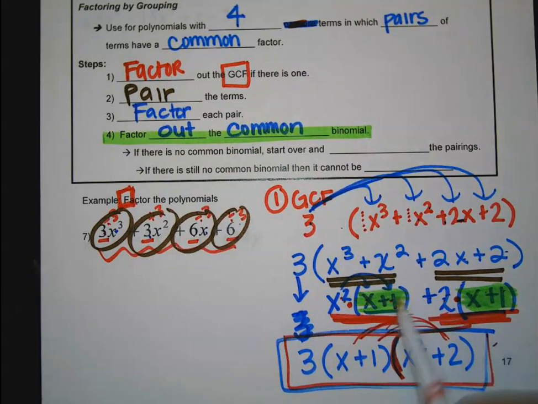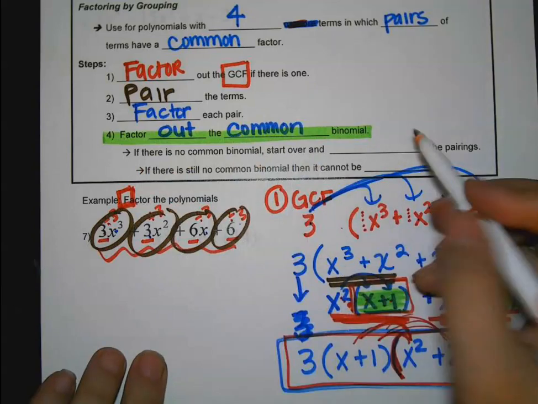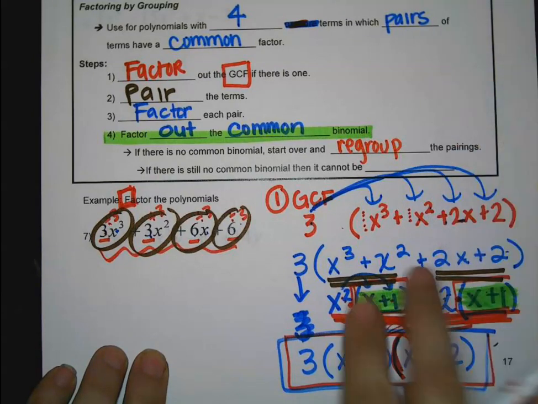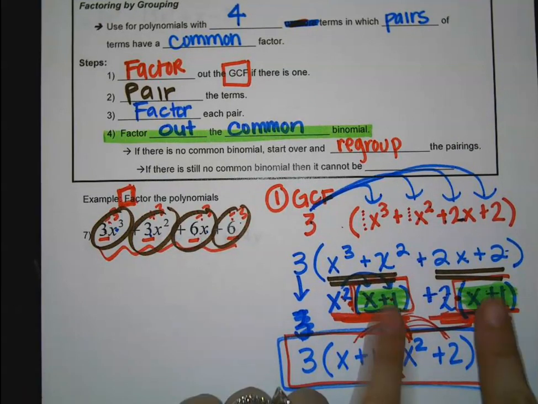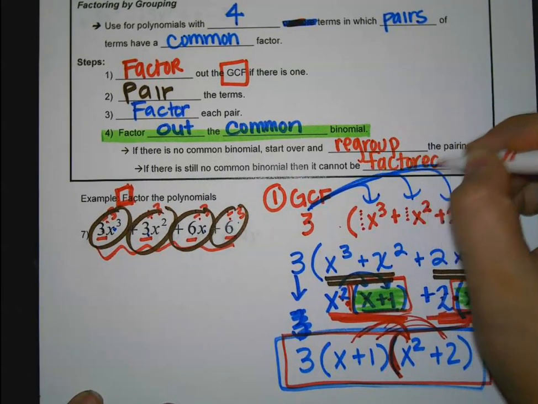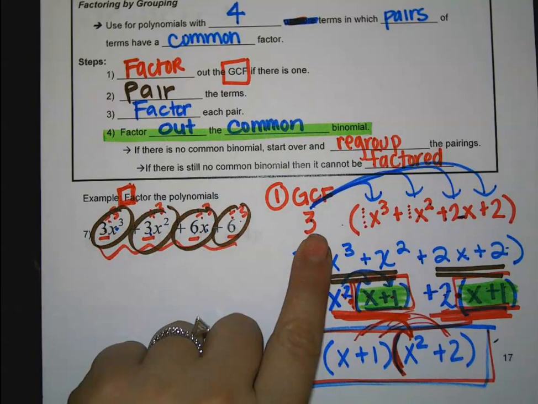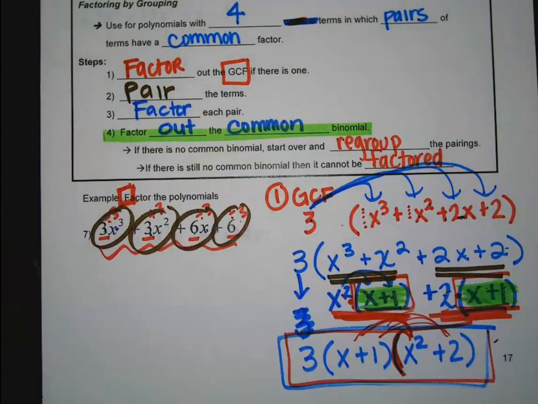Okay, so notice that this was in common right here. They both had these in common. So if they aren't in common, start over and regroup your pairings. So instead of putting these two together and these two, maybe put these two and these two together. And if they still don't match, then maybe it can't be factored by grouping. So to recap, when there are 4 terms, once you've done the GCF, you pair them together. You factor each pair, and if these don't match, then that's how you know this method can't be used.